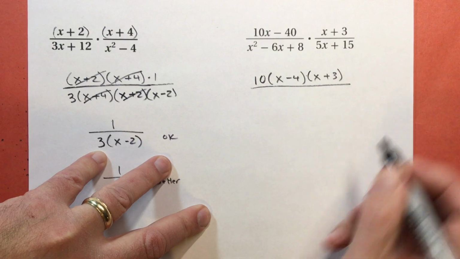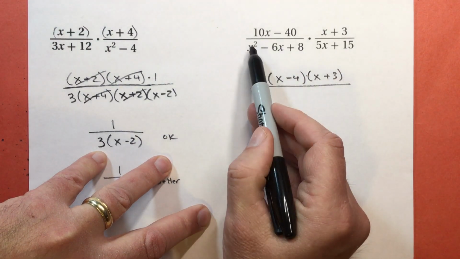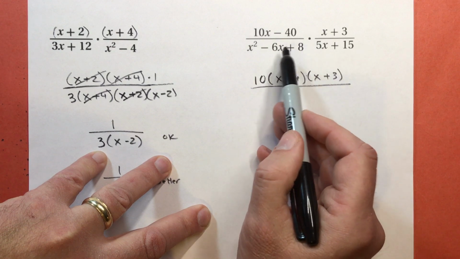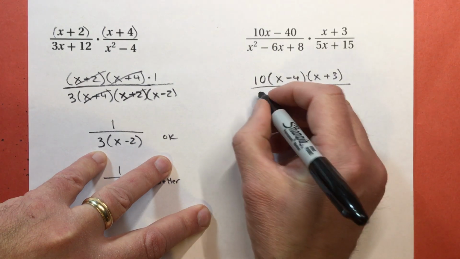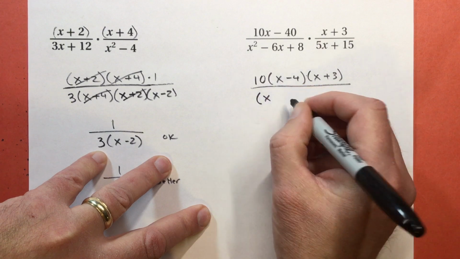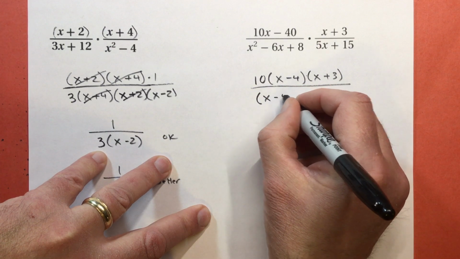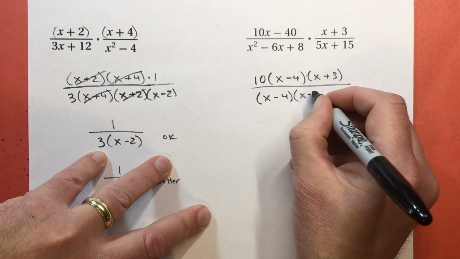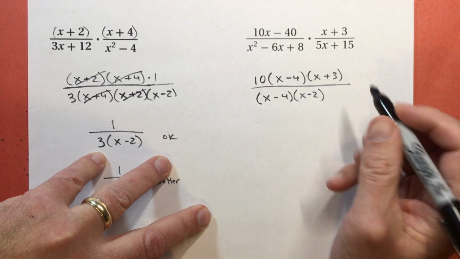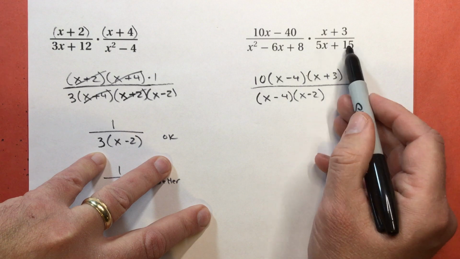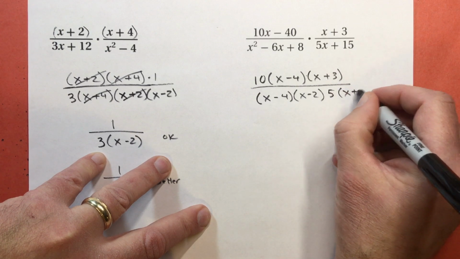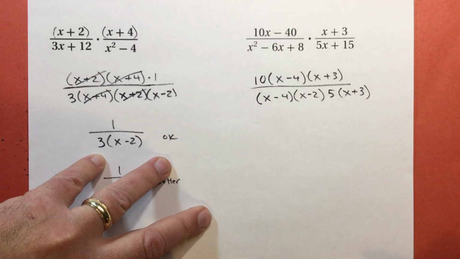In the denominator, x squared subtract 6x plus 8. What two numbers multiply to give 8 but add to give negative 6? That's going to be x subtract 4, which is nice because I see an x subtract 4 there, and x subtract 2. What about over here? They have a GCF of 5, and that leaves x plus 3.